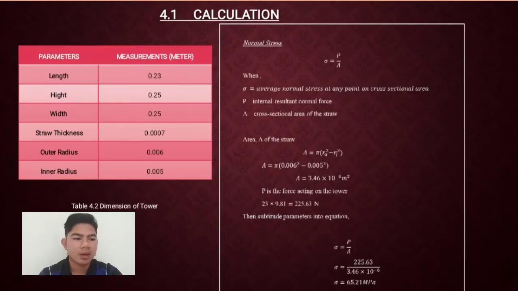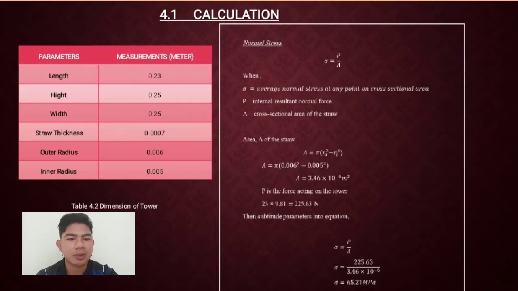After that we want to calculate the normal stress for our tower. Normal stress, the strength of force per unit area acting normal to the area, is known as normal stress. The equation used to calculate the theoretical normal stress acting on every straw is average normal stress equals P, internal resultant normal force, over A, cross sectional area of the straw.